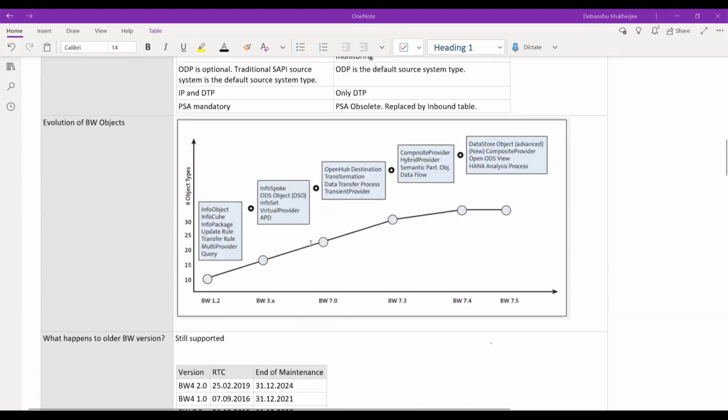Okay, so this is just a pictorial depiction of the info providers, how it evolved. So starting from 1.2, you see we had info object, cube, info package, update rule, transfer rules. This is 3.x flow, by the way, multi-provider and query. Then we had info spoke, which was introduced, which was used to send data out of BW. We had ODS object, info set, virtual provider, etc. It went on, transformation was introduced in 7.0, DTP was introduced, transient providers, and then gradually these were consolidated, and in 7.5 and now in BW4HANA, we have DSO advanced, composite provider, open ODS view, and info object. These are the 4 consolidation I was talking about.